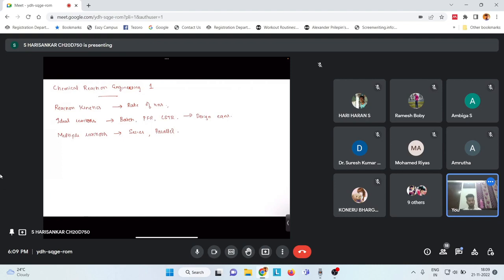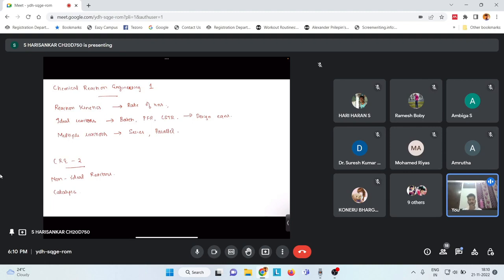Now CRE 2, there are mainly a few topics. So the first topic is non-ideal reactors, and then comes catalysis. In catalysis itself, there are various topics. We'll be covering all those in the coming few weeks. But anyways, as I said, we'll start with CRE 2 from this class.